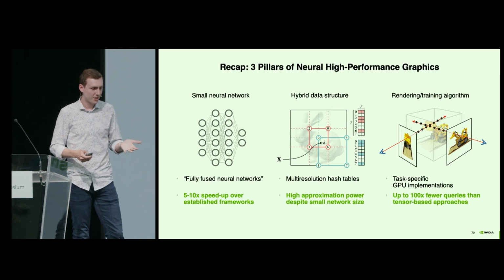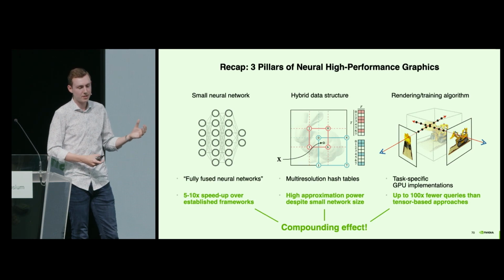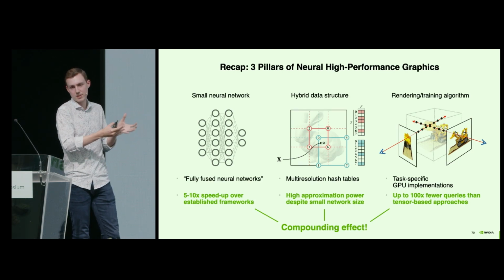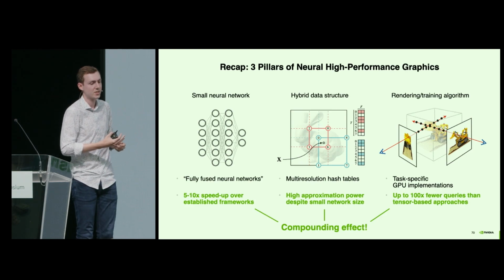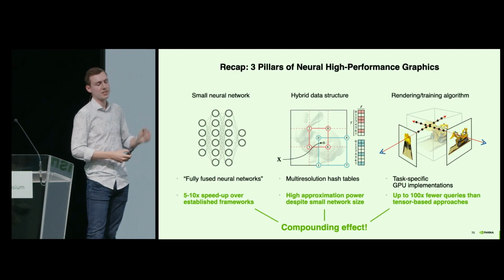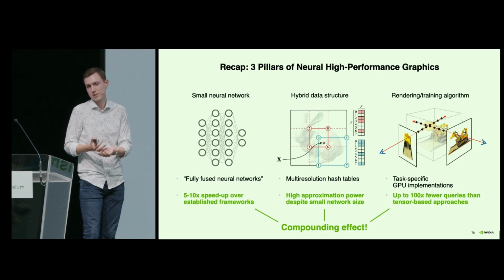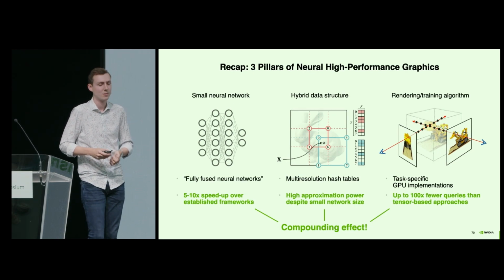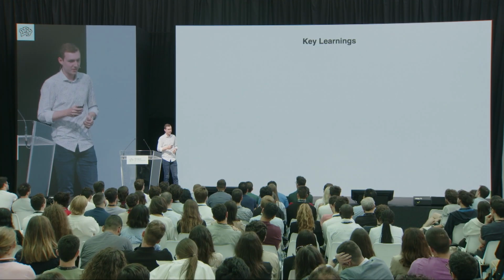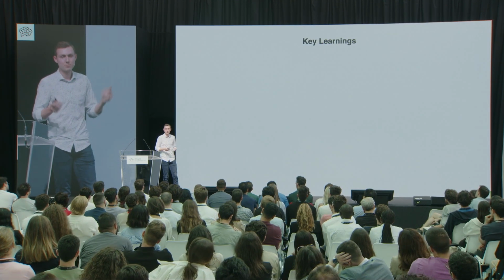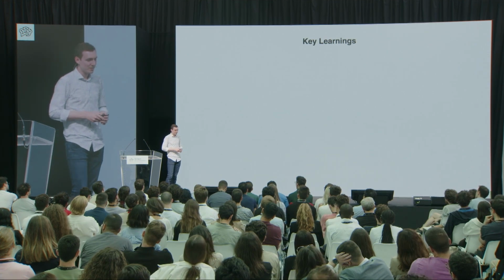But once you did all of this, there's this compounding benefit, where these different pillars multiplicatively improve your performance, such that you can outperform the classical state of the art, not necessarily just in quality, but sometimes even in speed, like with this neural radiance caching thing that became 50 times faster. So my personal key learnings from this entire train of research, which I think are probably good takeaways from the talk, would be the following.